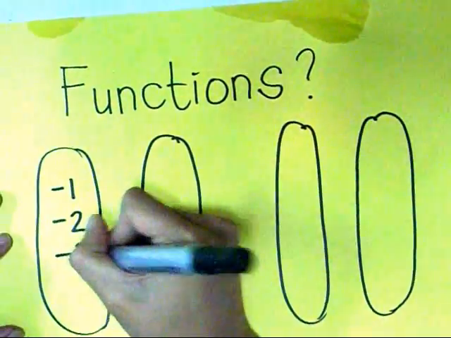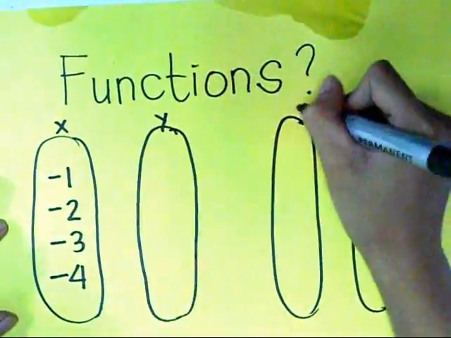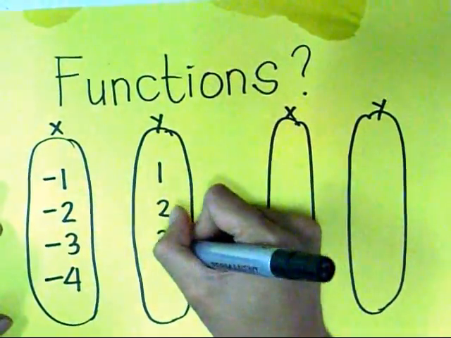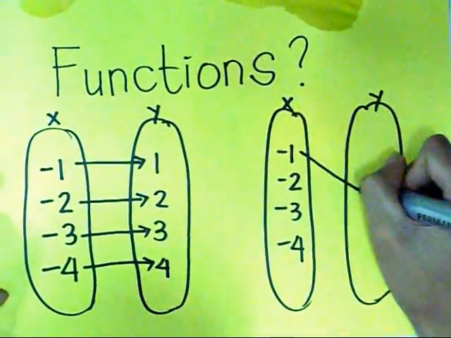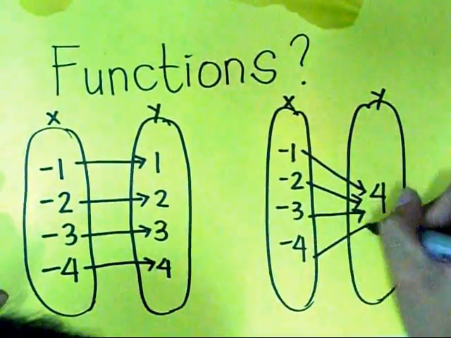A function is a relation or a set of ordered pairs of numbers, in which no two distinct ordered pairs have the same first number. The set of all admissible values of x is called the domain, and the set of all values of y is called the range of the function.